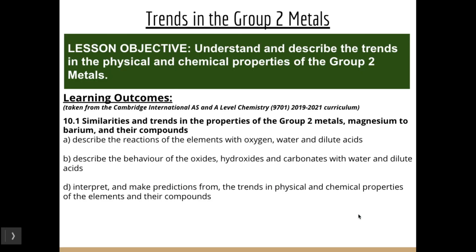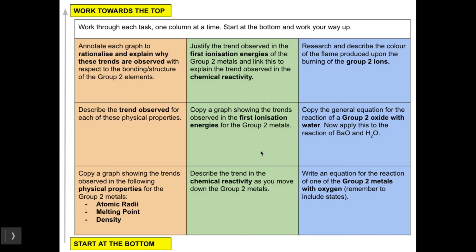And that's the end of our first lesson into our group 2s. What have we done? We've described the reactions of the elements with oxygen and water. We haven't looked at dilute acids. That will be in the next lesson. We've described the behavior of the oxides, hydroxides, and carbonates with water and dilute acids. Again, a lot of that will be in the next lesson too. The carbonates and the dilute acids will be in the next lesson. We've interpreted and made predictions from the trends in the physical and chemical properties of the elements and their compounds.